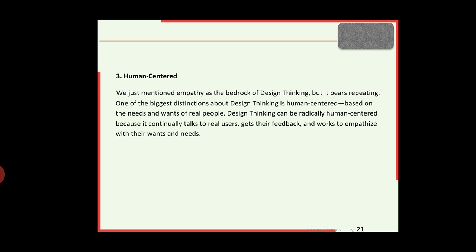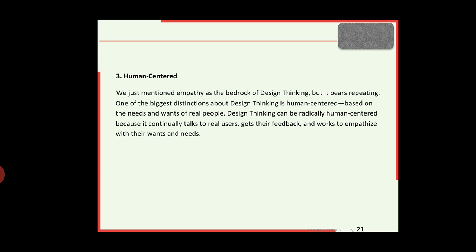We just mentioned empathy. What does empathy mean in this sense? If you have a problem, first of all we need to understand and observe what that problem exactly is. One of the biggest distinctions of design thinking is its human-centered core. It is based on whatever the customer needs, whatever the real people or real users want.